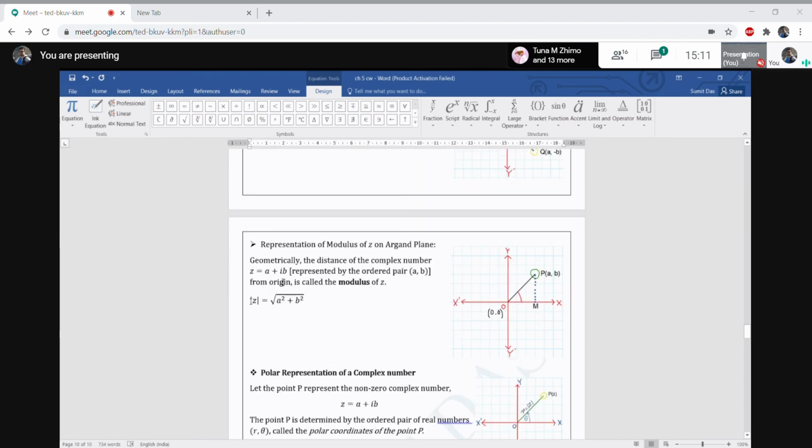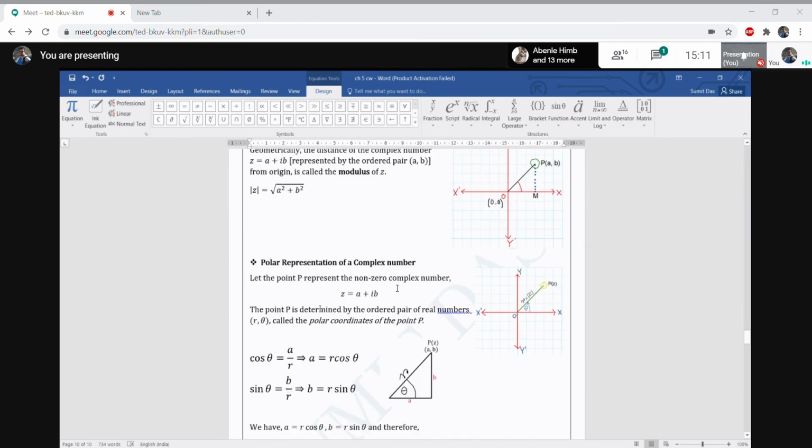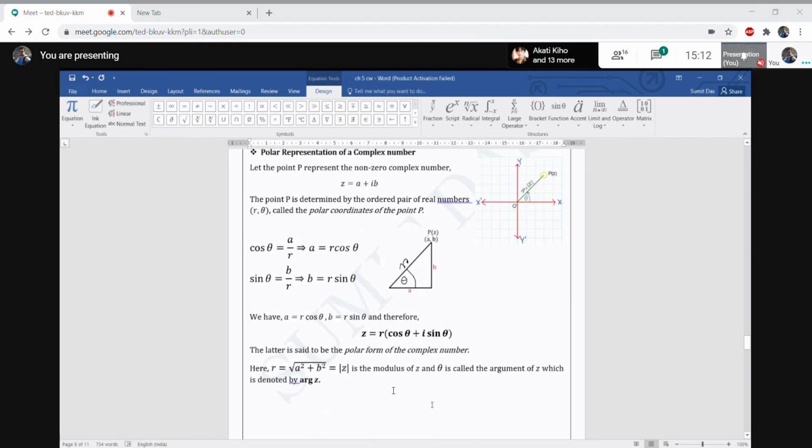Modulus is this, mod z equal to a square plus b square. And what is the argument equal to? Where is the argument? I told that argument is theta. Okay, argument is denoted by theta. Argument z equal to, we can write this one.